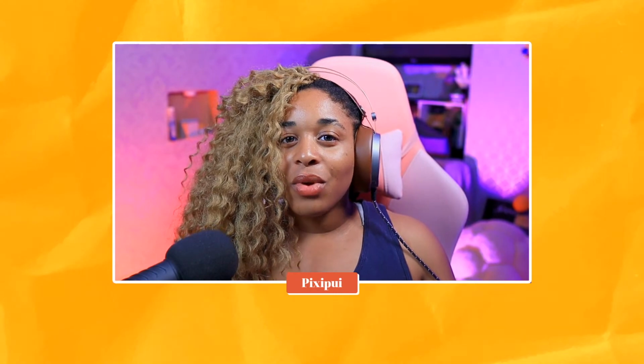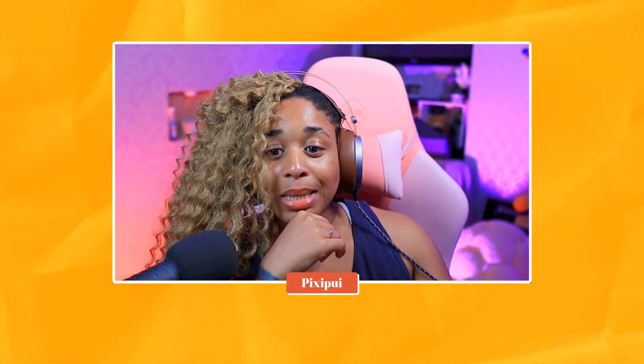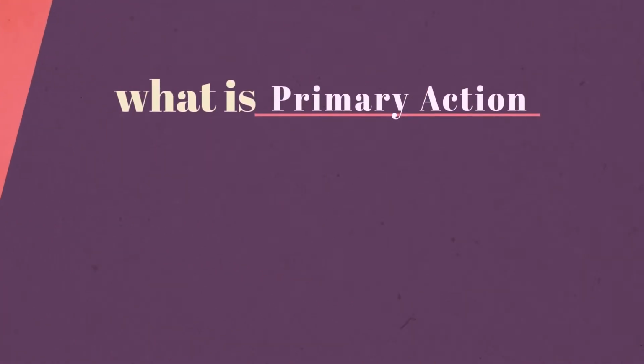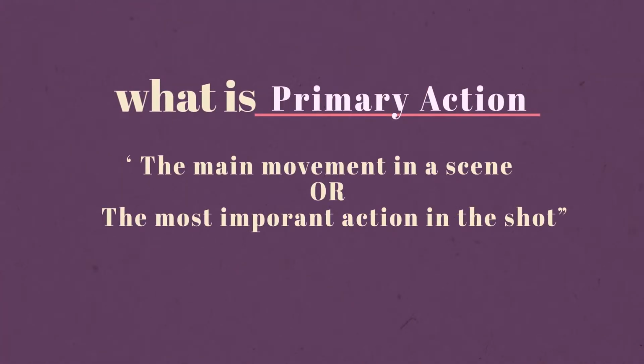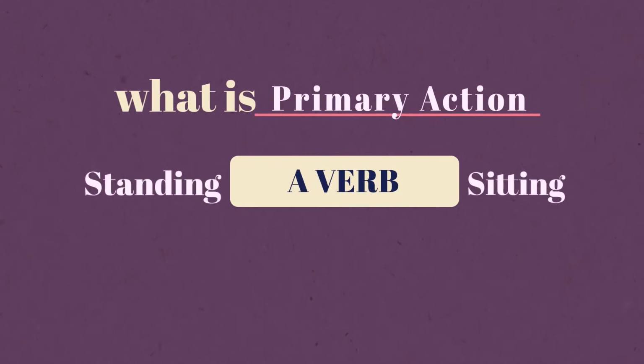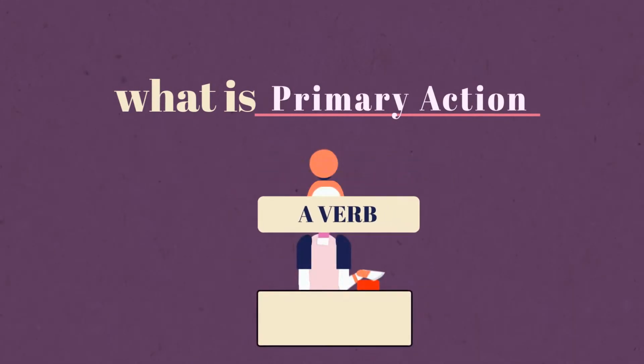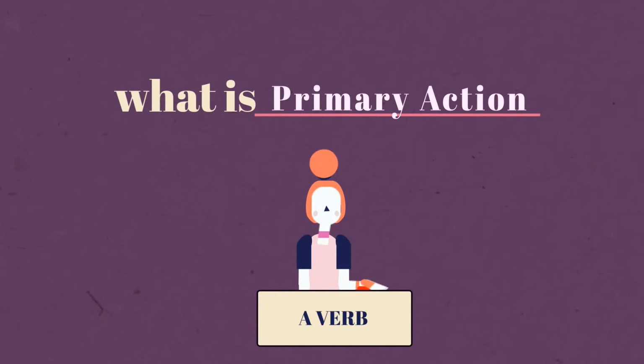So we're learning secondary action. But to understand what secondary action is, we need to know another what first. And that is, what is primary action? It's the main movement in a scene or the most important action in the shot. In other words, a verb. So standing, sitting, picking up something, popping something, or in my example, pushing a button. Now, the primary action is pushing a button and it's very clear what's happening, but without the secondary action, it lacks personality.